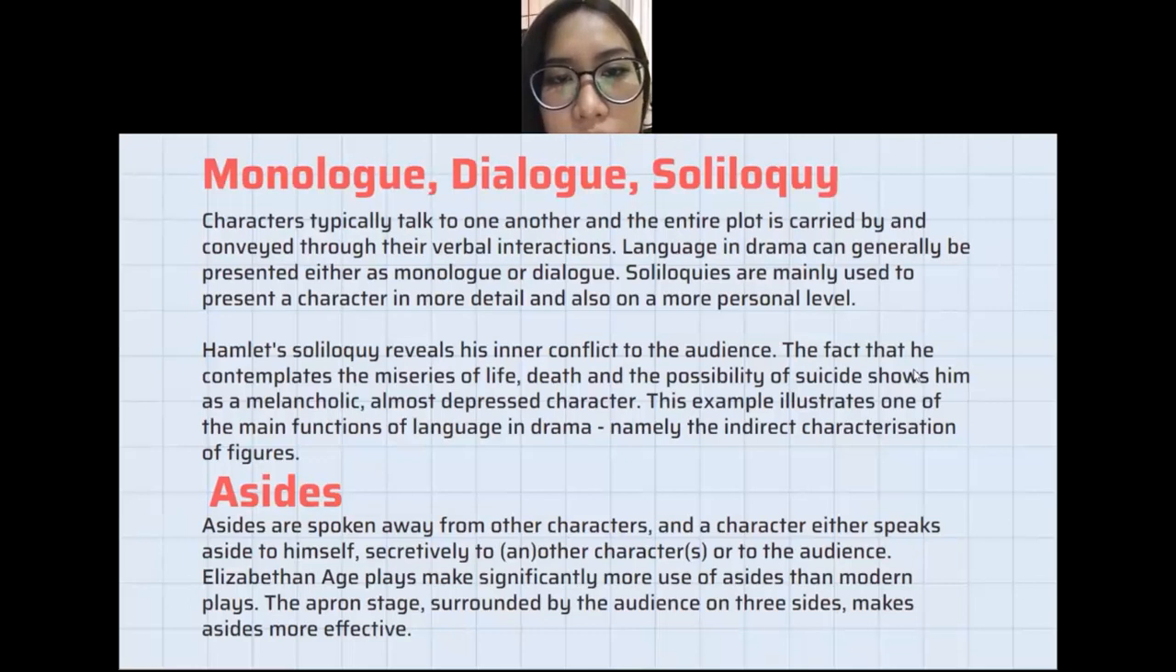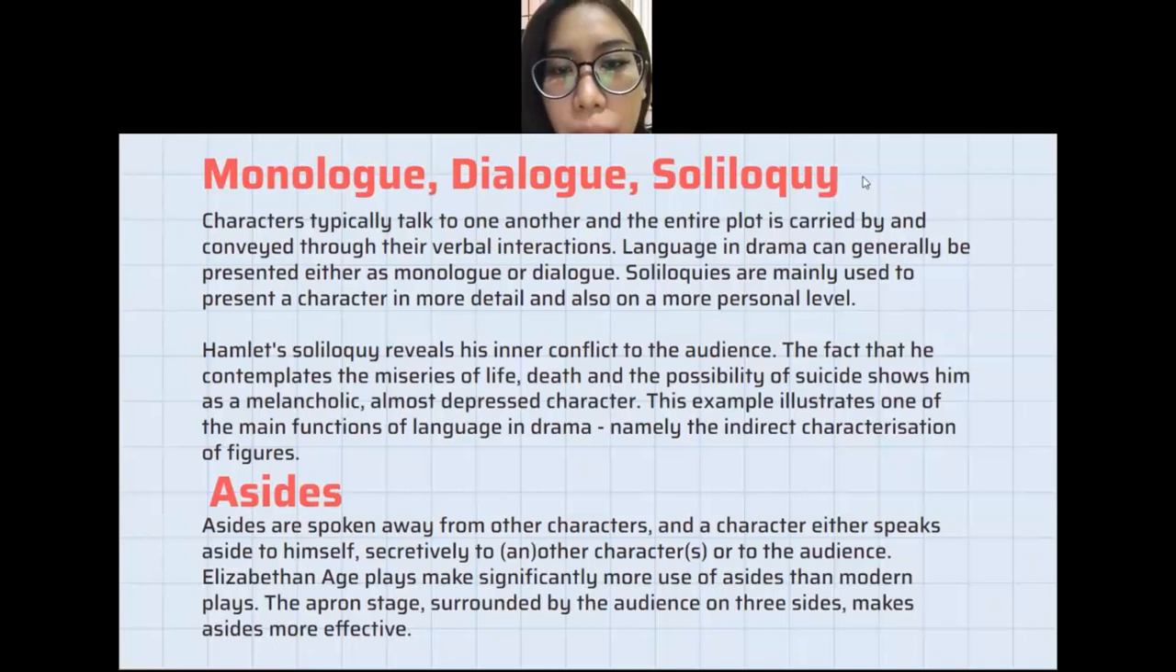The fact that he contemplates the miseries of life, death, and the possibility of suicide shows him as a melancholic, almost depressed character. This example illustrates one of the main functions of language in drama, namely the indirect characterization of figures.